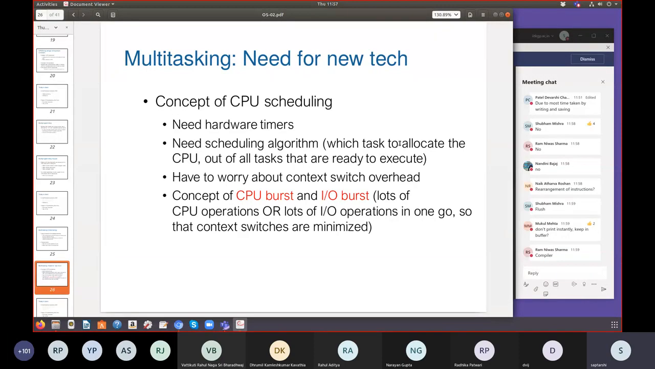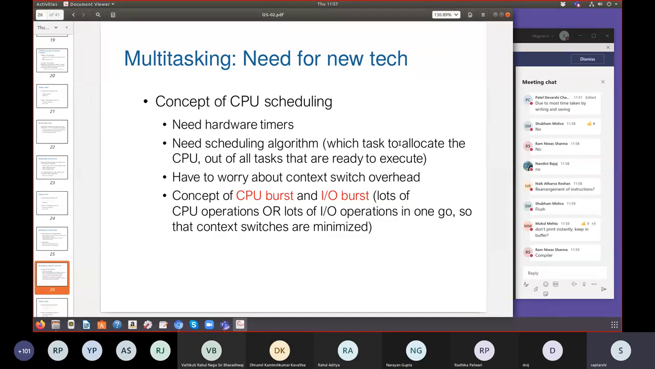Maybe just if you know, you can unmute yourself and say, because the class is about to end. So, say Mukul, any idea? Does this happen? Don't print instantly, keep in buffer. Does this happen? Mukul or Shubham?